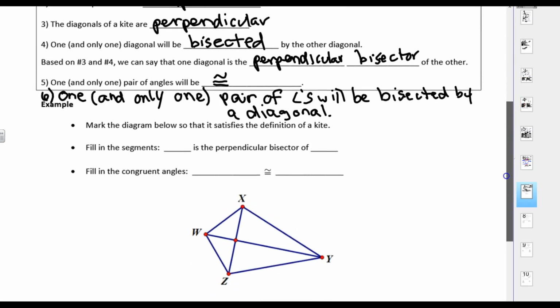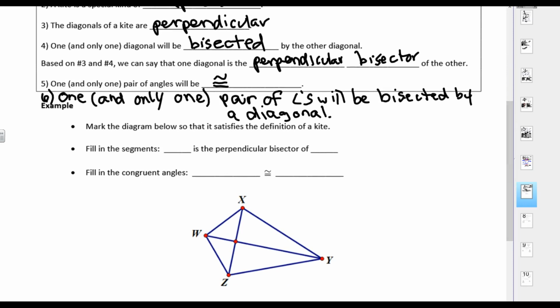So let's mark this up then. First things first is that our consecutive sides are congruent. Consecutive, of course, means in a row. So WZ and WX will be congruent, and XY and ZY will be congruent. It's a trapezium because none of my sides are parallel. My diagonals, however, are perpendicular, like that.